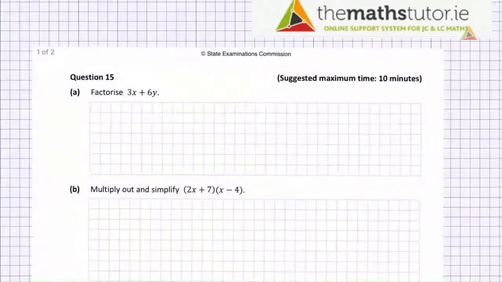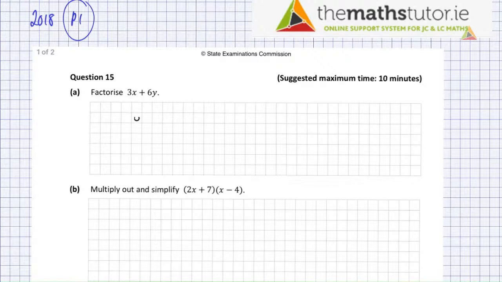This last question is from 2018, and this is paper 1. So we are being asked here to factorise 3x plus 6y. Okay, so it's not a quadratic trinomial because you don't have a squared term. And also we don't have a constant, which is just a number. Is there anything that's common to 3x and 6y? So the letters aren't common, but could we use a number? So is there any number that goes into both 3 and 6? And the answer is 3.